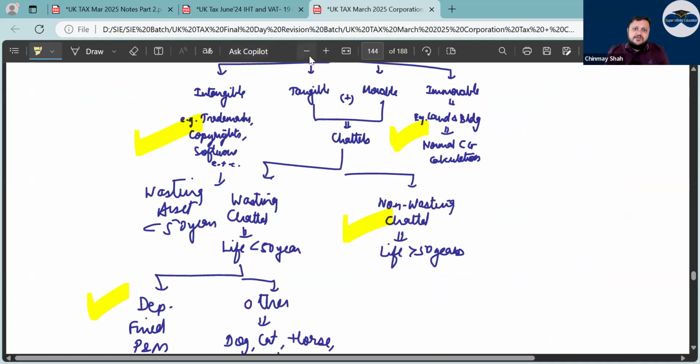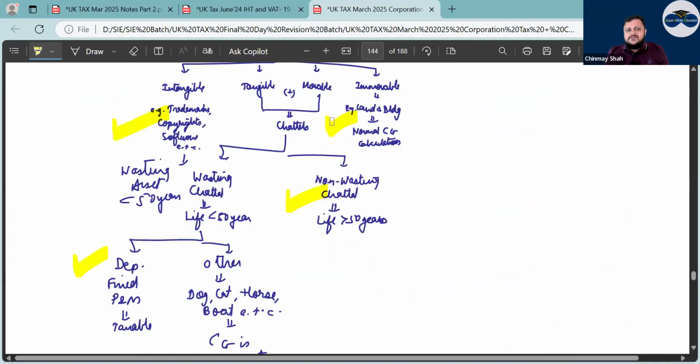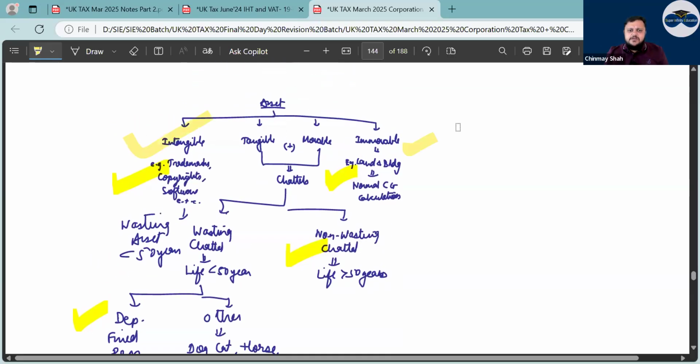Intangible, tangible, movable, immovable. If there is an intangible asset, that is trademark, copyright, everything, correct? We'll see how the working of this happens. Generally, they are wasting assets with less than 50 years of life. Then there is a tangible or immovable asset, land and building, where normal CG calculation will happen. So intangible, tangible, right? Or intangible, immovable.